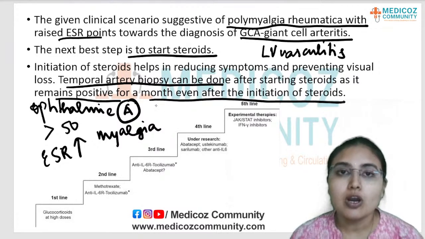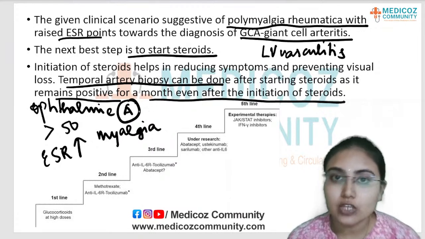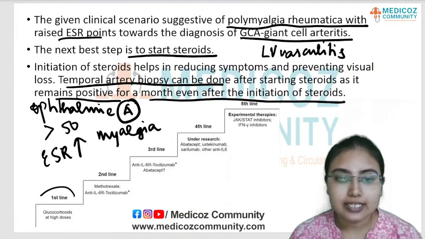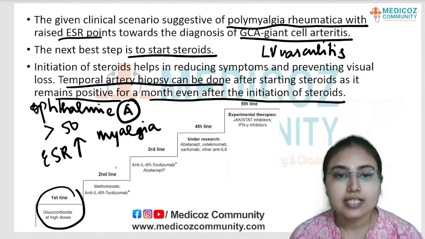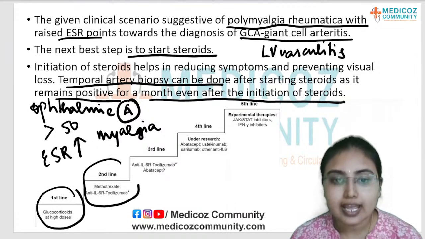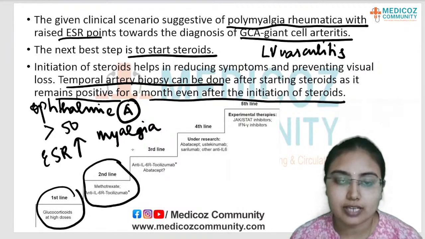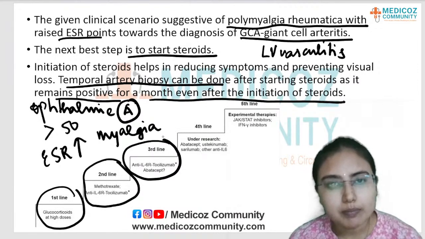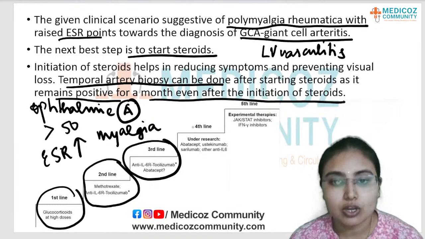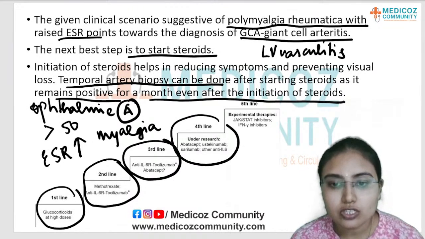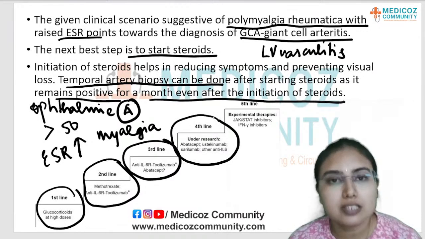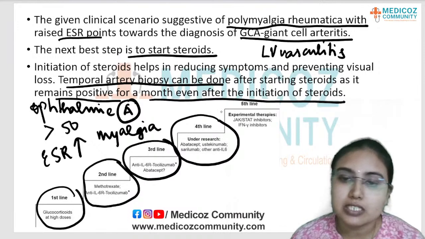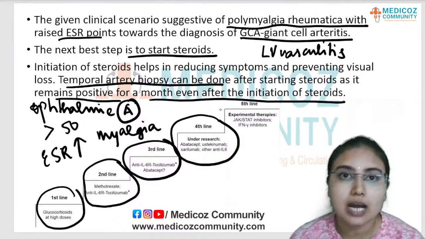Now, if they ask you treatment options in GCA, you should also know. Always be prepared for the next step. First line is glucocorticoids at high dose. Second line is methotrexate and IL-6 receptor inhibitor, that is tocilizumab. Third line is tocilizumab, and some people also use abatacept. Fourth line, which is under research, is ustekinumab and abatacept and other anti-IL-6. Fifth line is your experimental JAK-STAT inhibitors and interferon gamma inhibitors.